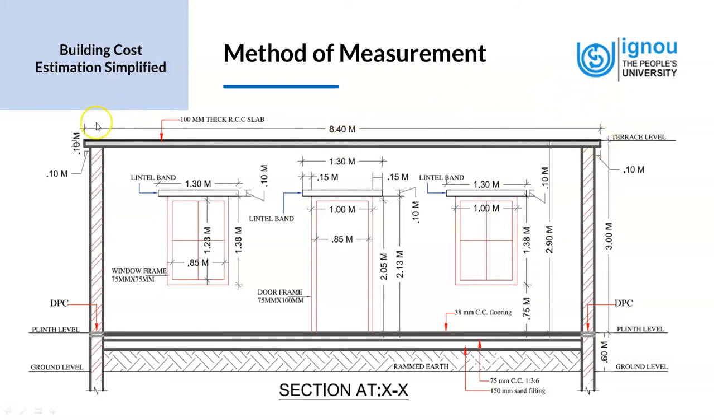We also have the outer dimension of the room, which is 8.4 meters. We have seen this in the plan also. We have the specification of the RCC slab. It says it is 100 mm thick, which is a 10 centimeters thick roof slab. So these are the pieces of information that we get from the section drawing.